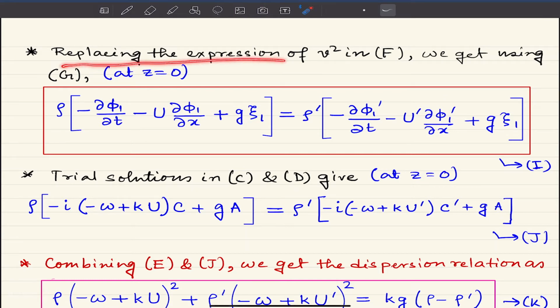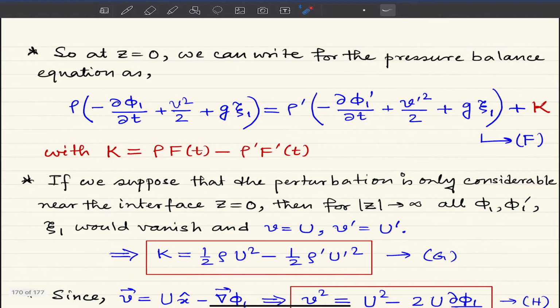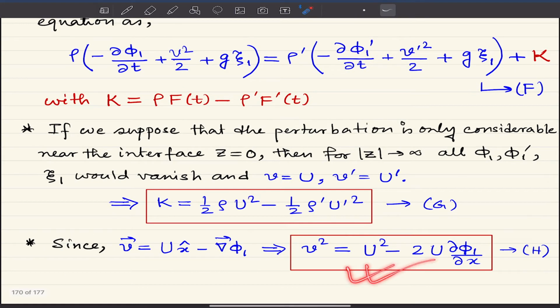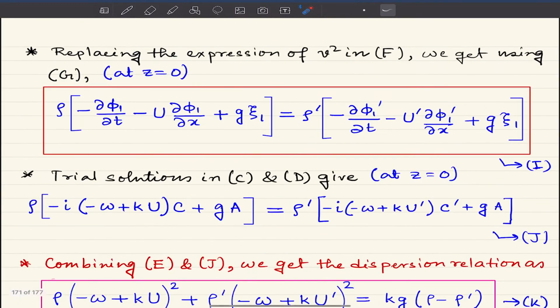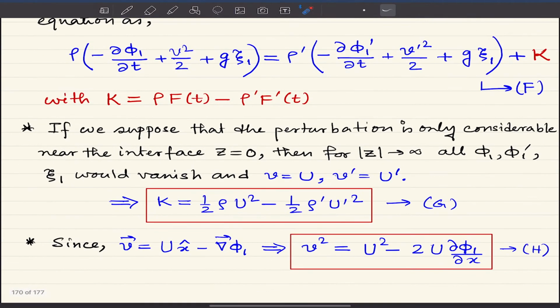Now replacing the expression of v square in equation f, what we can get is this. Because for obtaining this one, you have to use the expression of k. First write the expression of k which you obtain from G, and finally you replace v square by this expression. If you write, you will see that the term with u square in k will cancel the terms in u square which come due to v square and v prime square.